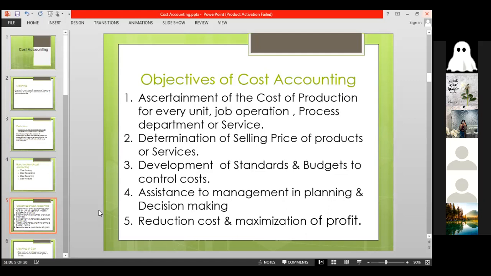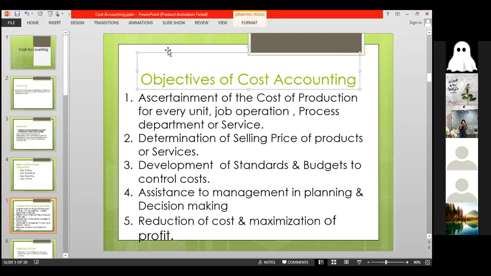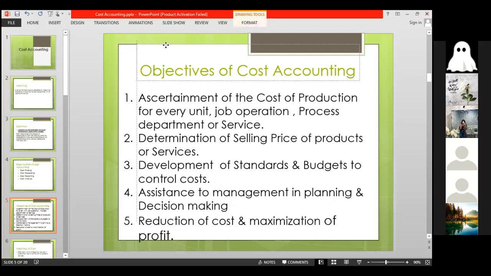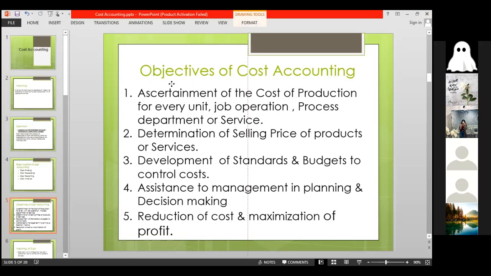Point number 5 is reduction of cost and maximization of profit. Reduction of cost is an obvious objective for any business, since profit is income minus expenses. So there are only two ways to increase your profit: either decrease your expenses or increase your income.